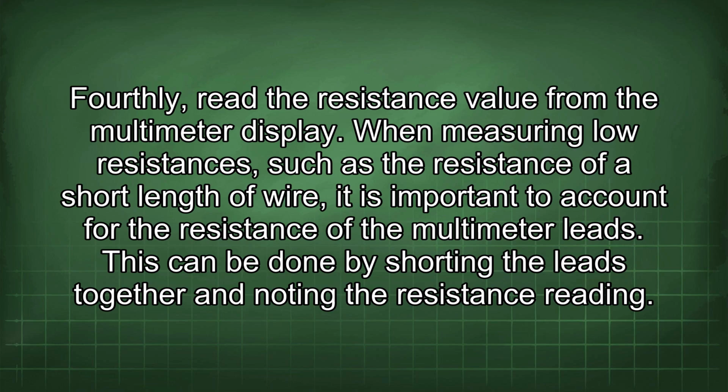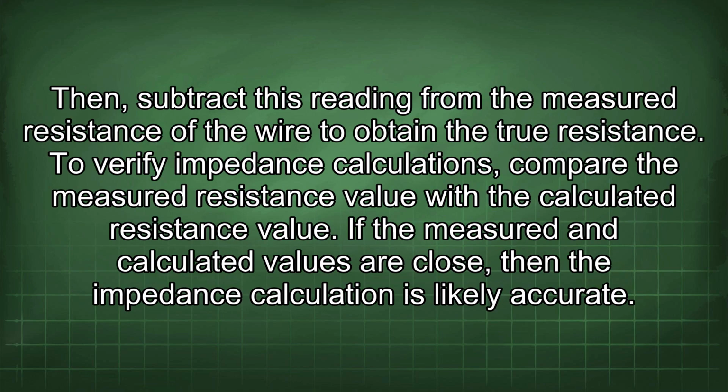When measuring low resistances, such as the resistance of a short length of wire, it is important to account for the resistance of the multimeter leads. This can be done by shorting the leads together and noting the resistance reading. Then subtract this reading from the measured resistance of the wire to obtain the true resistance.